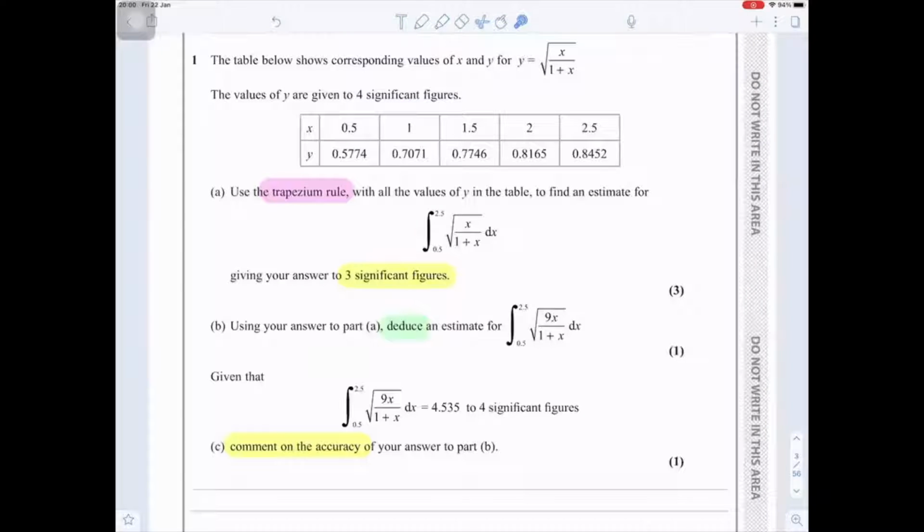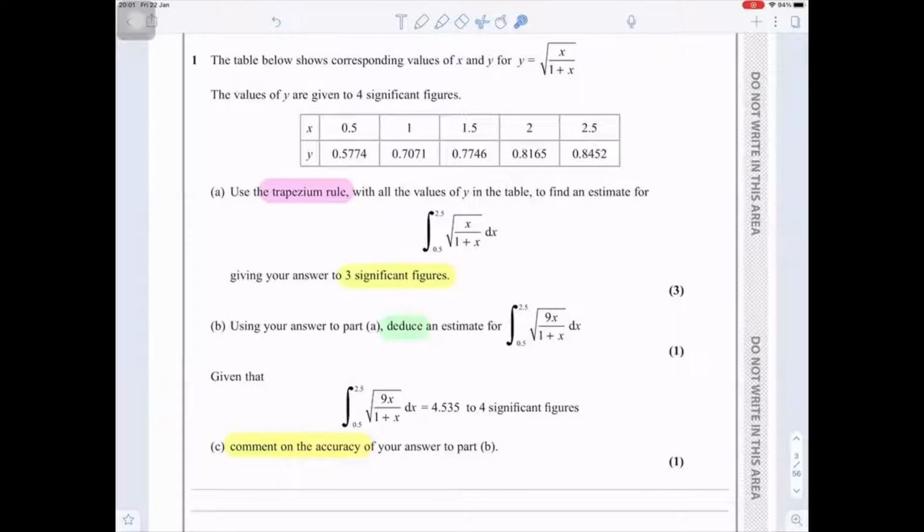Question number 1. The table below shows corresponding values of x and y for y equals the square root of x over 1 plus x. The values of y are given to 4 significant figures. Use the trapezium rule with all the values of y in the table to find an estimate for the integral from 0.5 to 2.5 of the square root of x over 1 plus x, giving your answer to 3 significant figures.